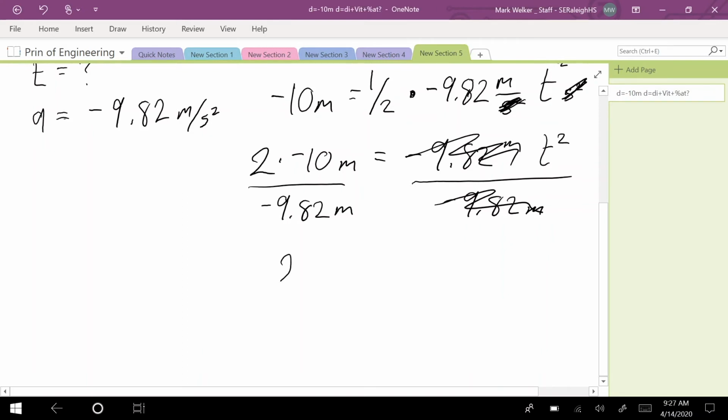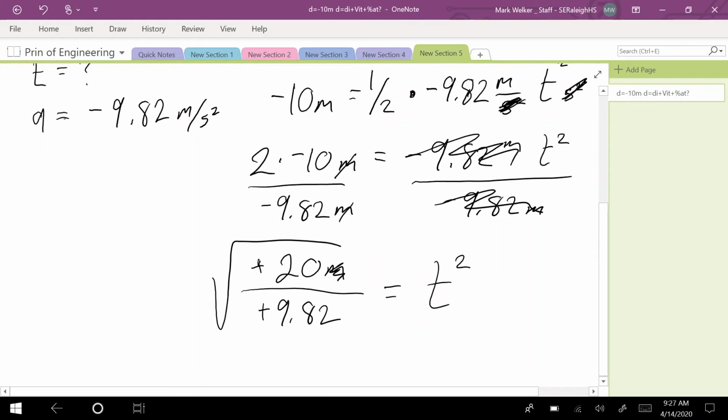So negative 20 meters, sorry, forgot those units got canceled out. So negative 20 divided by negative 9.82. We know that those will both become positives, which means that that's equal to time squared. What we will still have to do is go ahead and take the square root of both sides.